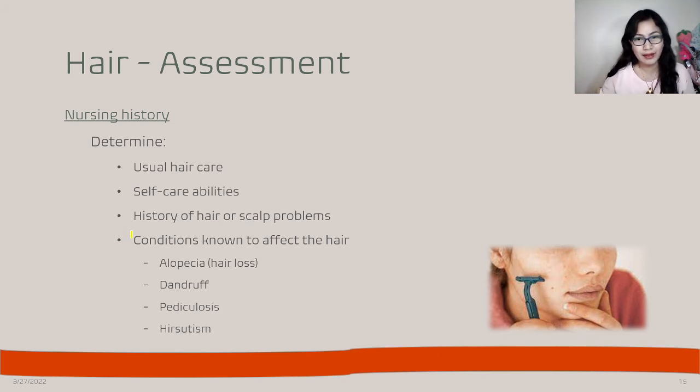Is there dandruff? Is there pediculosis capitis? Okay, there's infestation of Pediculus humanus capitis on the hair and scalp. And is there hirsutism? Hirsutism is, for example, a condition in women that results in excessive growth of dark or coarse hair in a male-like pattern. So that is not normal in a woman, okay? So you have to check, and take note of that if it is present.